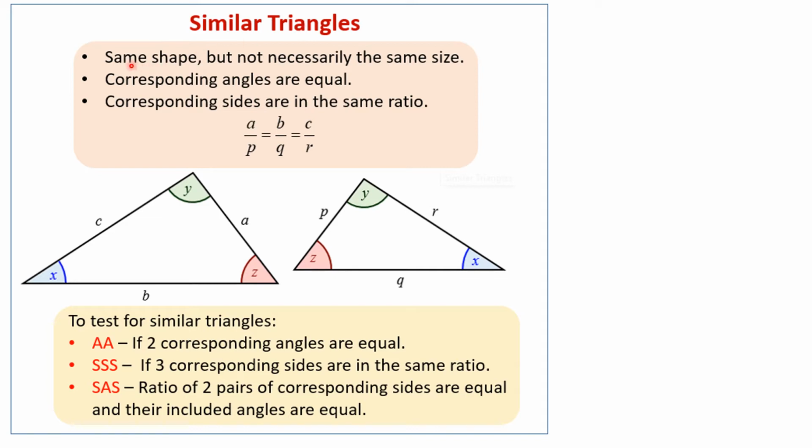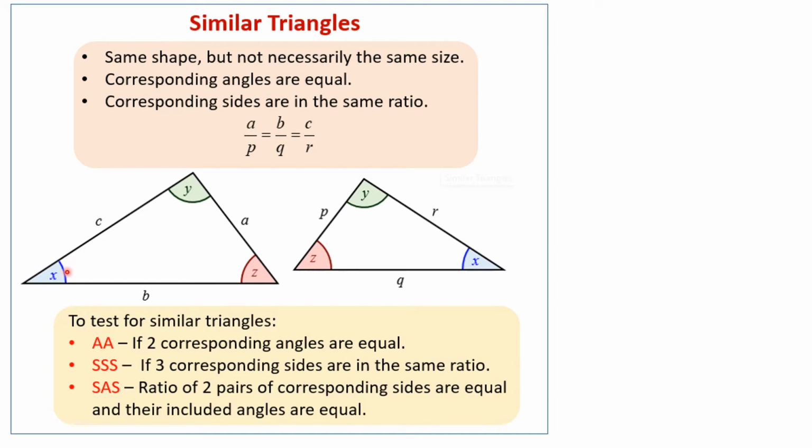Similar triangles have the same shape. If two triangles, as you can see in this figure, are of the same shape, they represent the same type of triangles, then they will be similar triangles, but not necessarily of the same size. The next point is an important point: the corresponding angles are equal. If two triangles are similar, then the corresponding angles will be equal.